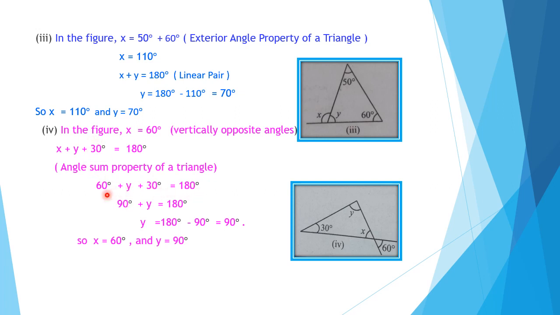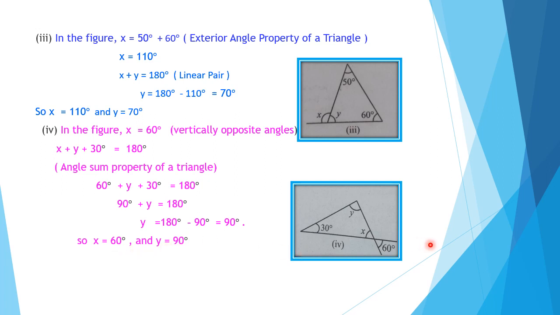Now 60 degrees and 30 degrees, adding we get 90 degrees. 90 degrees plus y is equal to 180 degrees. Therefore y is equal to, here 90 degrees is added with y, so we have to subtract 90 degrees from 180 degrees. y is equal to 180 degrees minus 90 degrees, which is 90 degrees. So in this question we got x as 60 degrees and y as 90 degrees.